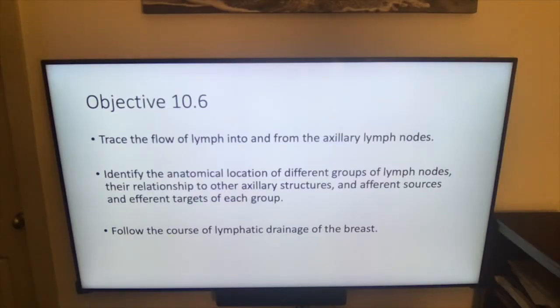In objective 10.6, we're going to trace the flow of lymph into and from the axillary lymph nodes, identify the anatomical location of different groups of lymph nodes, their relationship to the other axillary structures, and afferent sources and efferent targets of each group, and follow the course of lymphatic drainage of the breast.